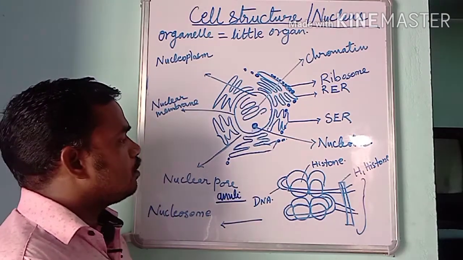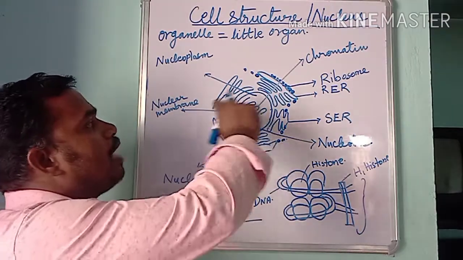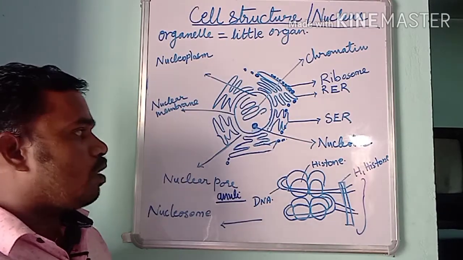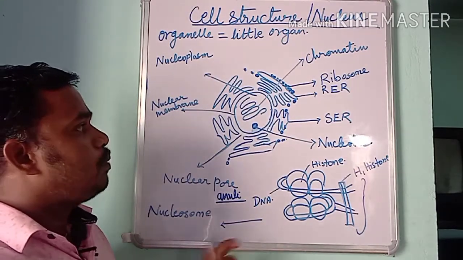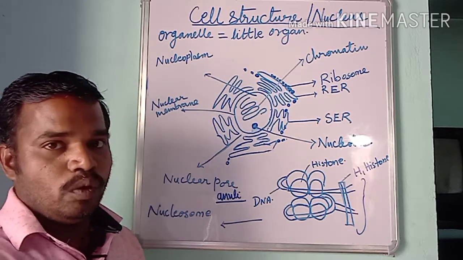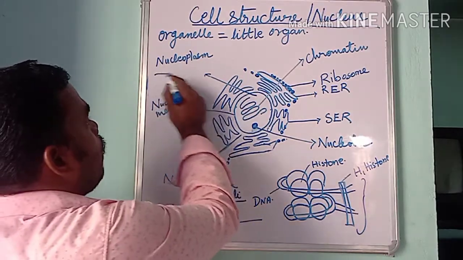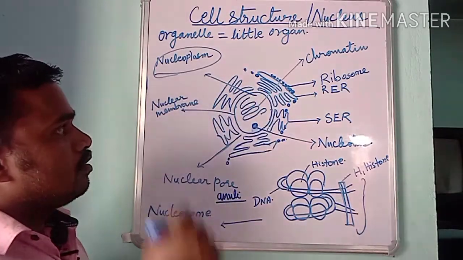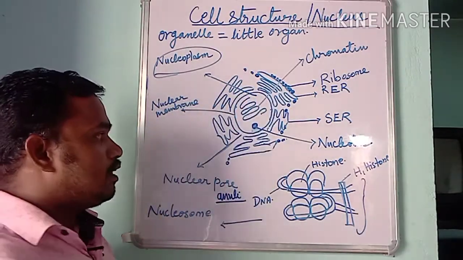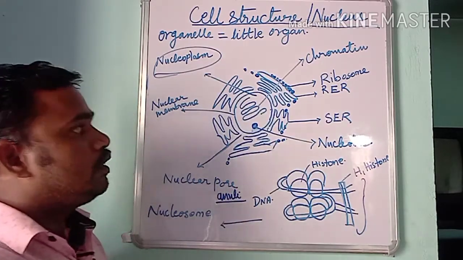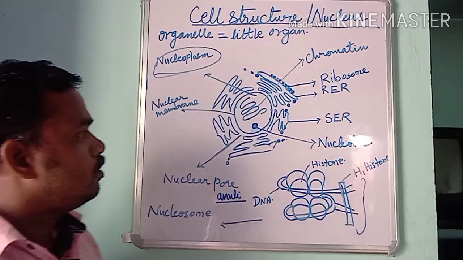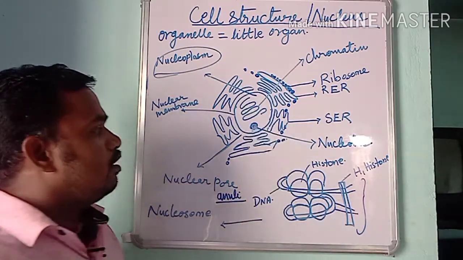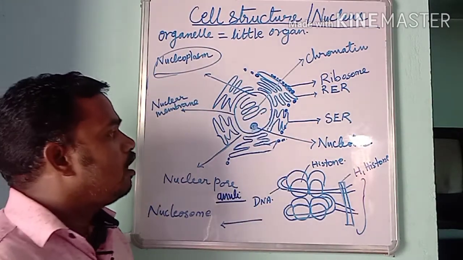Okay, so next we are able to see the nucleoplasm. This nucleoplasm is a gelatinous matrix which contains the network of chromatin and a small spherical structure called the nucleolus. So the nucleoplasm is a gelatinous matrix where this chromatin network as well as the nucleolus are situated. Look at this small ball-like structure, that is what we call the nucleolus.